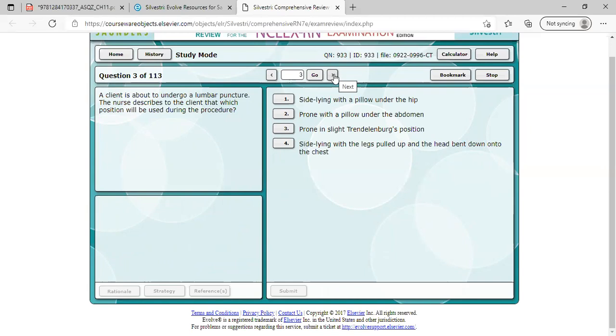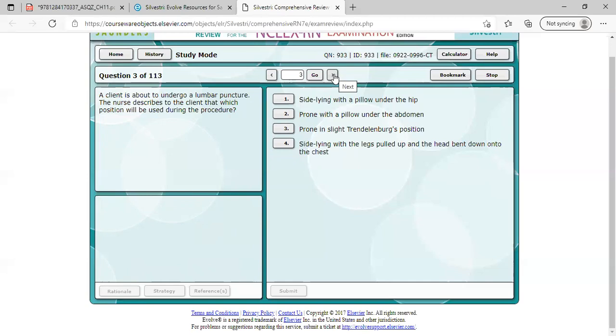So next question is here. A client is about to undergo a lumbar puncture. The nurse described to the client which position will be used during the procedure.